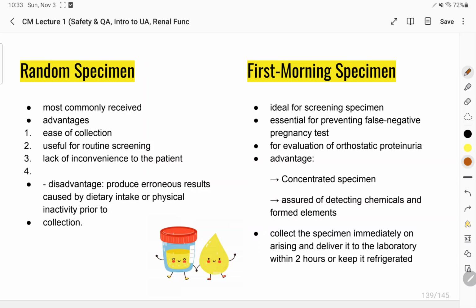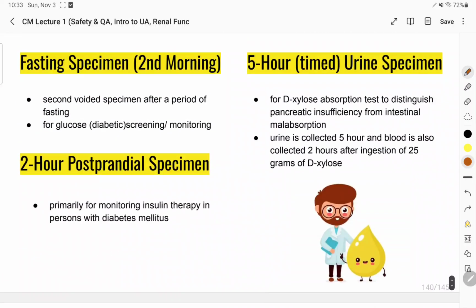Okay? And your first morning specimen is also used to evaluate orthostatic proteinuria. Okay? And advantage of your first morning specimen is concentrated siya and assured jud ka nga ma-detect na chemicals and formed elements. Okay? So, how do you collect first morning specimen? Immediately pag-ibangon nimo, kuhaon nimo ang ihi, and then you deliver it to the laboratory within 2 hours or keep it refrigerated.